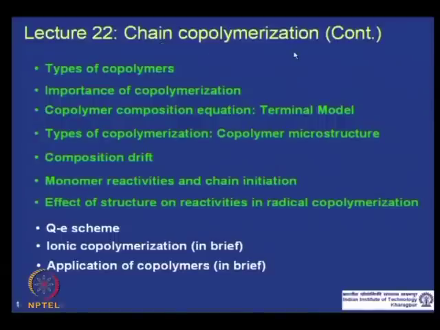Now, if you look at the slides, during the last two lectures, in our discussion on chain copolymerization, we basically covered these topics: different types of copolymers, importance of copolymerization and copolymer composition, and their microstructures, alternate, random, blocky structure. How the reactivity difference between the monomers gives this type of copolymer microstructure, and we talked about copolymer composition drift with time, and then how the monomer reactivities and types of chain initiation determine the values of the reactivity ratios.